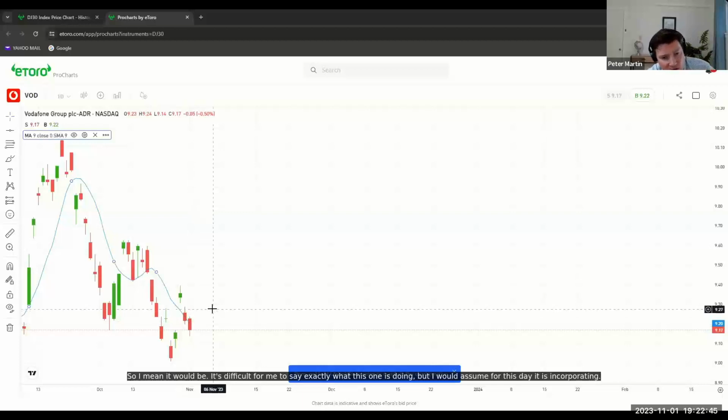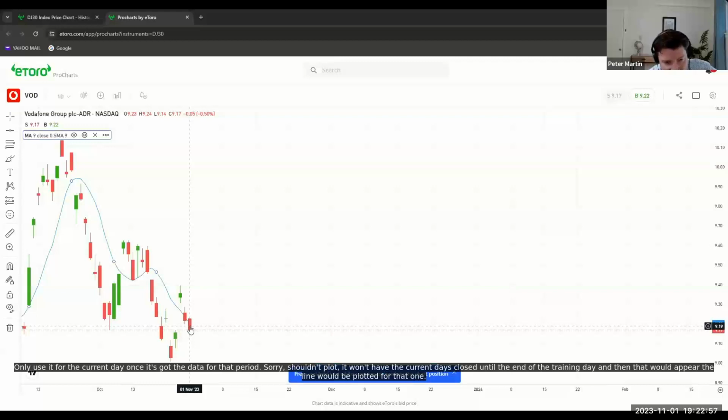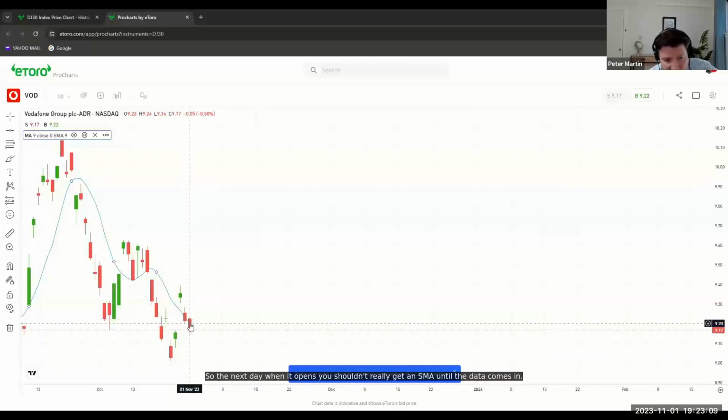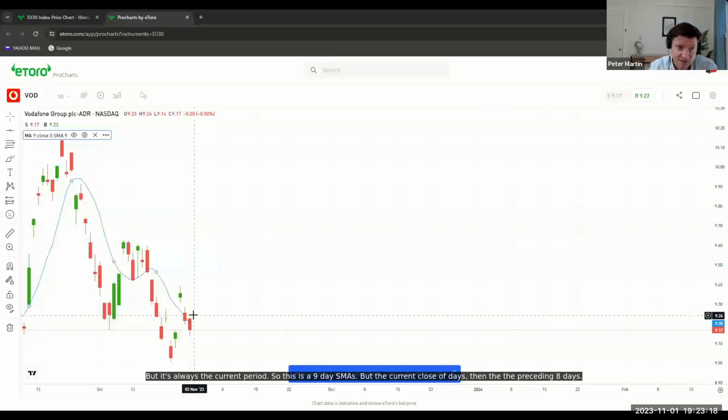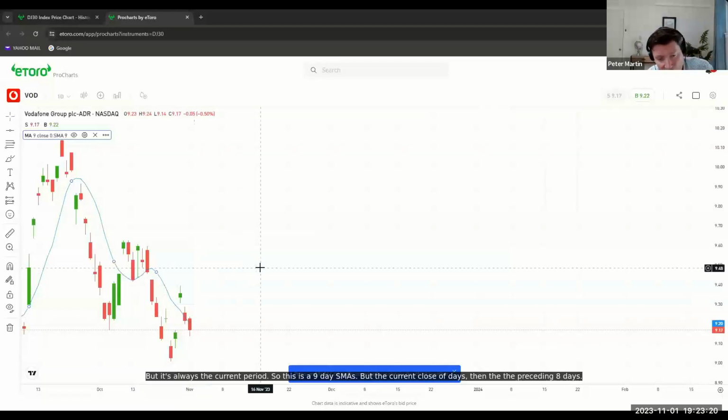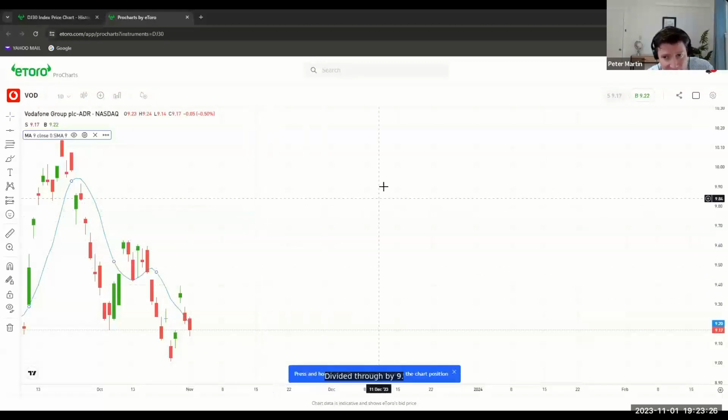It's difficult for me to say exactly what this one is doing, but I would assume for this day, it only uses the current day once it's got the data for that period. So it shouldn't plot it. It won't have the current day's close until the end of the trading day, and then that would appear. The line would be plotted for that one. So for the next day, when it opens, you shouldn't really get an SMA until the data comes in. But it's always the current period. So this is a 9-day SMA. It's got the current close of days, then the preceding 8 days divided through by 9.